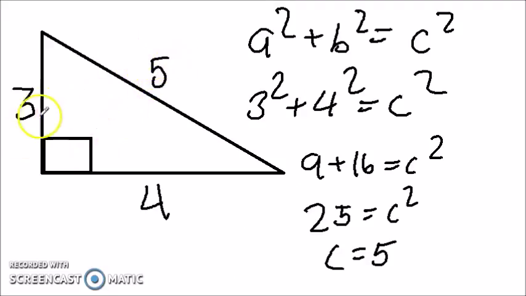This is also known as a Pythagorean triple. So 3, 4, 5. There are many examples of Pythagorean triples. There is 3, 4, 5, 5, 12, 13, 8, 15, 17, and 7, 24, and 25.